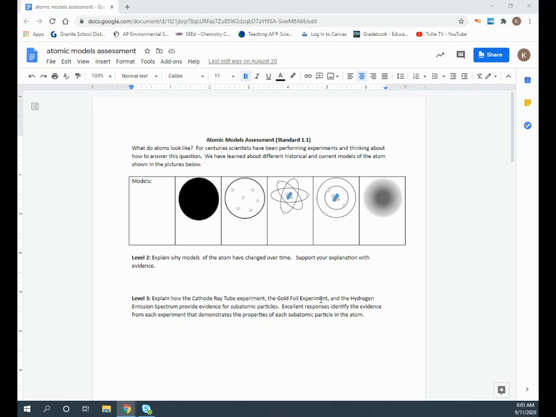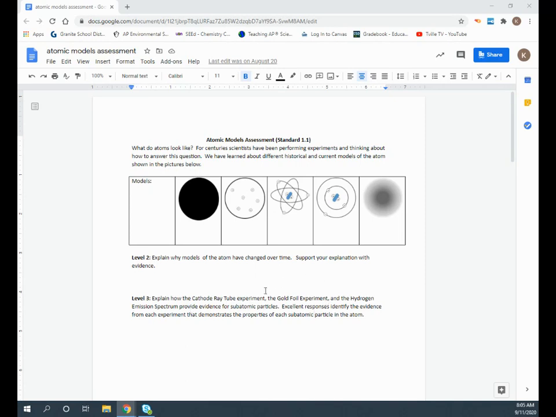For the level 3 task, you will need to explain how the cathode ray tube experiment, the gold foil experiment, and the hydrogen emission spectrum provide evidence for subatomic particles. Excellent responses will identify the evidence from each experiment that demonstrates the properties of each subatomic particle. In other words, explain which subatomic particle, the proton, neutron, or electron, was discovered by the cathode ray tube experiment.